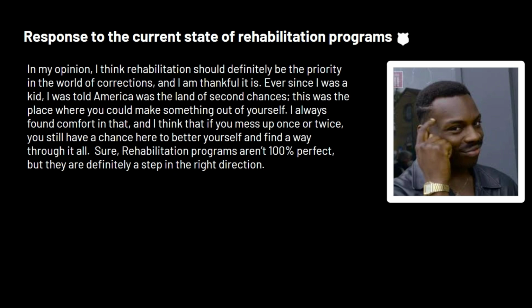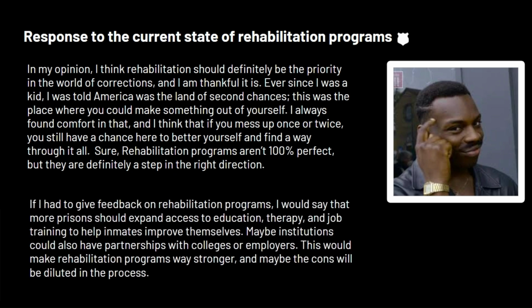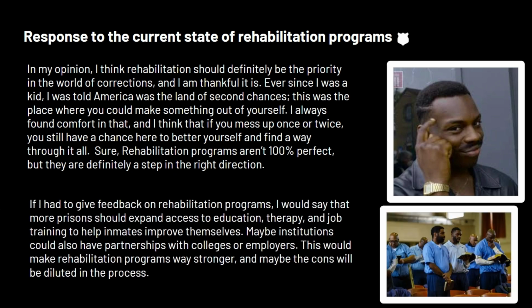Sure, rehabilitation programs aren't 100% perfect, but they are definitely a step in the right direction. If I had to give a little bit of feedback on these programs, I would say that more prisons should expand the access to education, therapy, and job training to help inmates improve themselves. Maybe institutions could also have a partnership with colleges or employers. This would make rehabilitation programs way stronger, and maybe the cons will be a little diluted in the process.